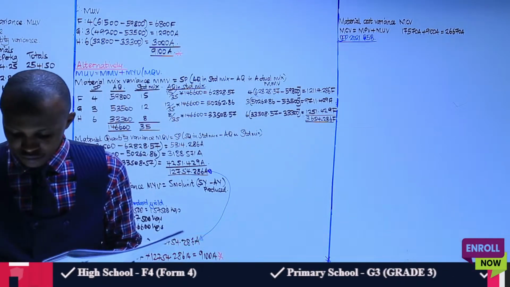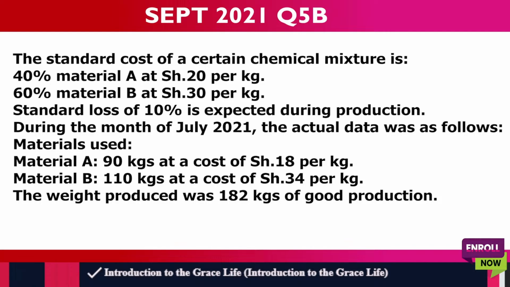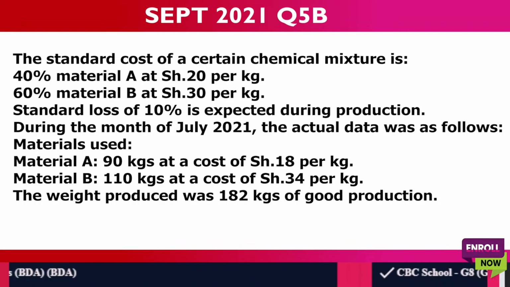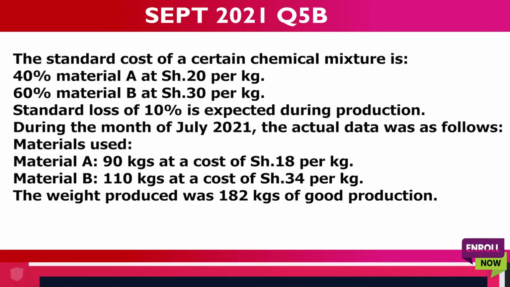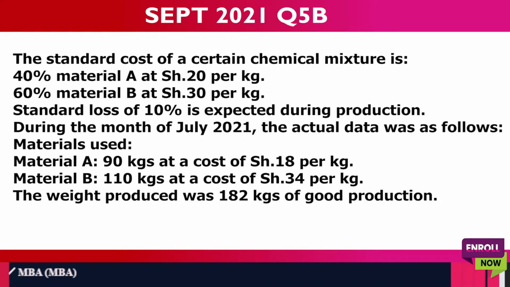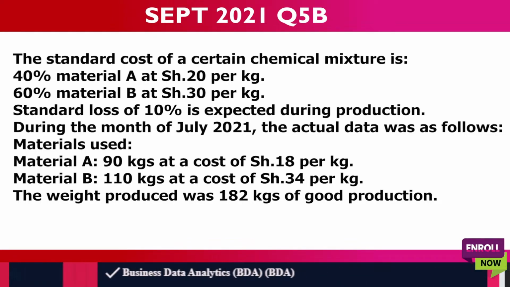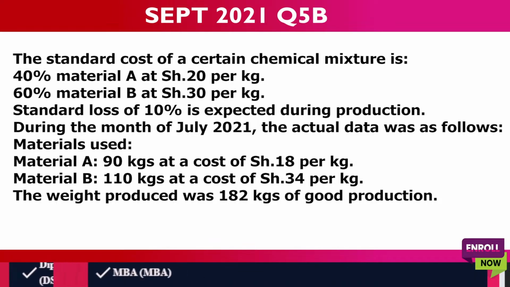The question says the standard cost of a certain chemical mixture is 40% material A at 20 per kg, 60% material B at 30 per kg. A standard loss of 10% is expected during production. During the month of July, the actual data was as follows. Material A used 90 kgs at a cost of 18 per kg. Material B used 110 kgs at a cost of 34. The weight produced was 182 kgs of good production.